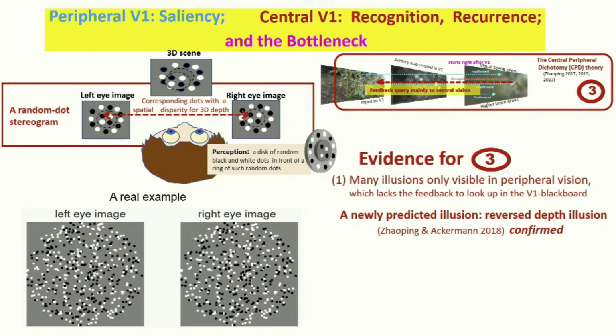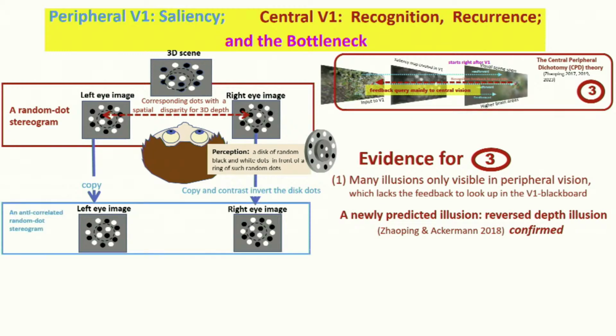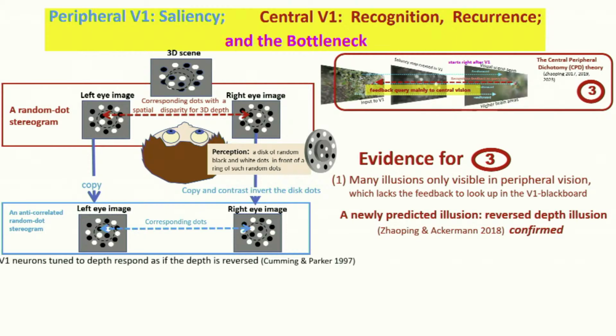ring. The reverse depth illusion arises when we revise this stereogram to give an anti-correlated random dot stereogram, in which, for the disk, each black dot in one eye corresponds to a white dot in the other eye. Such a disk is nonsensical. But V1 neurons tuned to depth are fooled. They respond as if the disk is behind the ring. In other words, these V1 neurons report to higher brain areas that the disk is behind the ring.